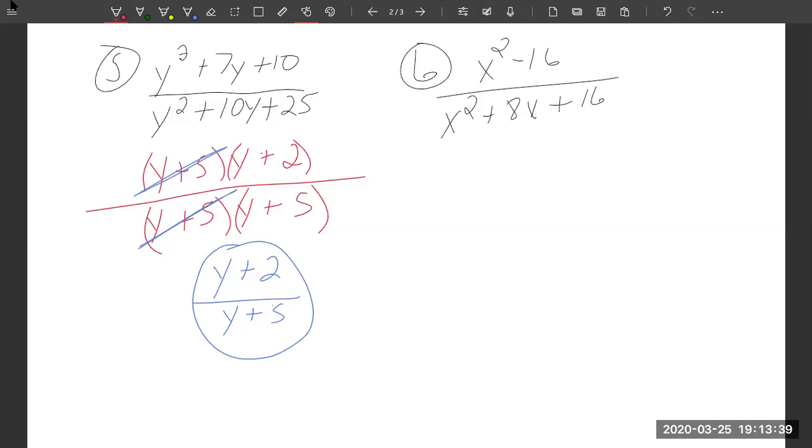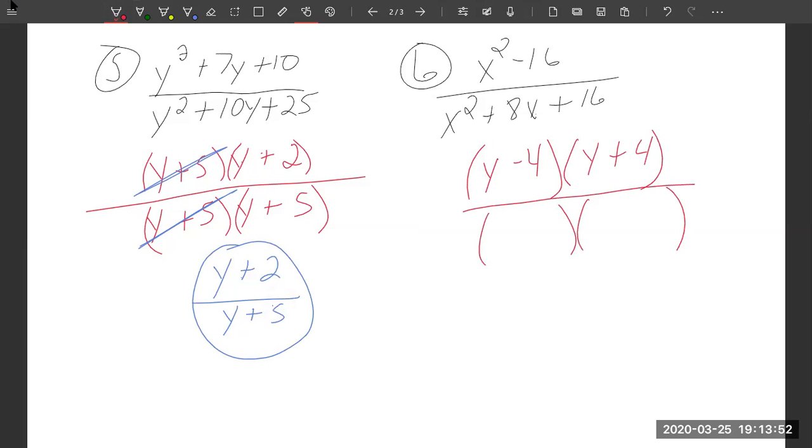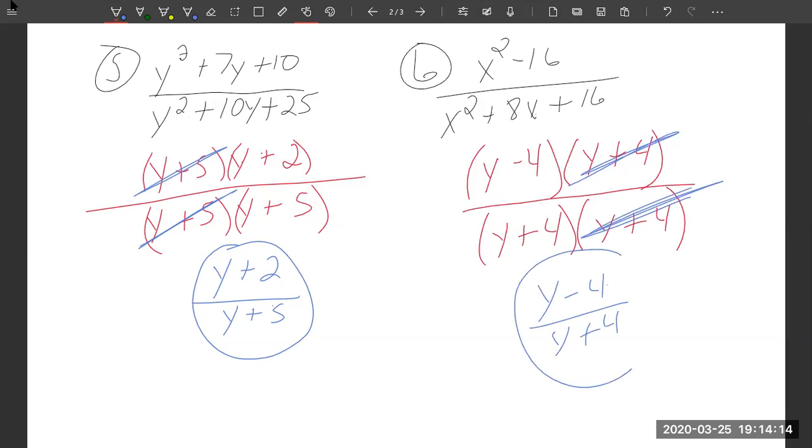Number 6, the top is a difference of 2 squares, y minus 4, y plus 4. Bottom, the factors of 16 that add up to be 8 are 4 and 4. Now notice, top and the bottom both have a y plus 4. If we cross those out, we're left with y minus 4 up top and y plus 4 in the bottom. That's my answer.